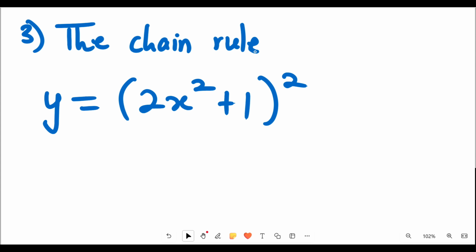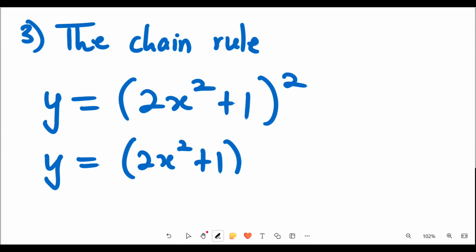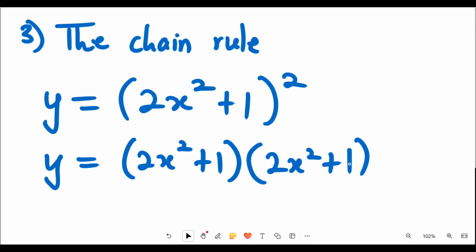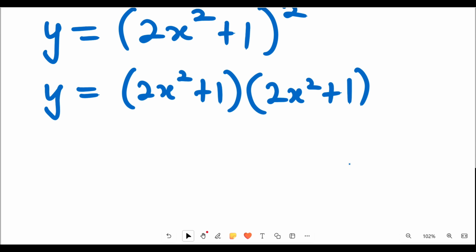So for the normal method that we have been using, we have to expand it. So it's going to be y is equal to (2x squared plus 1) multiplying another (2x squared plus 1), because we have 2x squared plus 1 in brackets raised to the power 2. So it means 2x squared plus 1 must multiply itself 2 times.